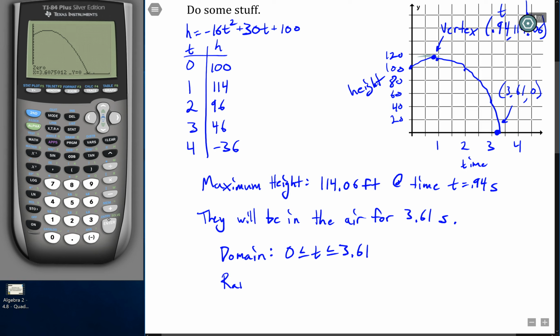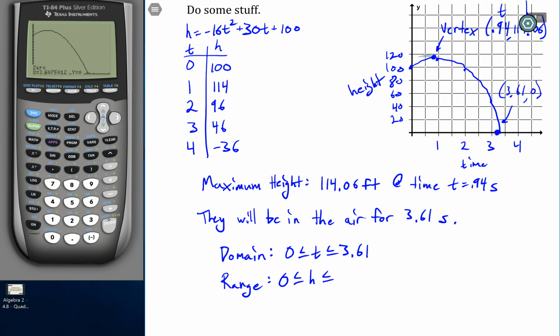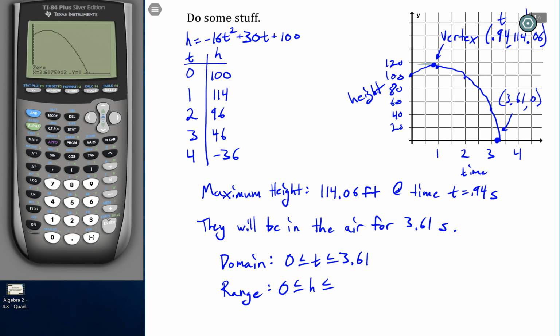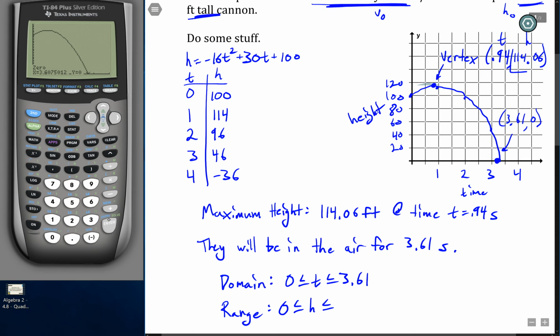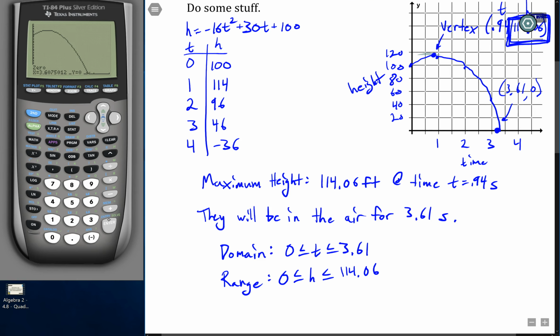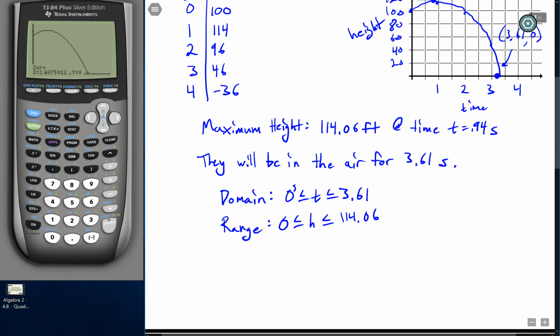Let's talk about the range. 0, when they hit the ground, is obviously the lowest point. The highest point here, though, is not the initial height like it was in free fall. Since I'm initially throwing the student up, actually the maximum height is this vertex. The maximum height they reach is 114.06. I should probably put 0 seconds, 3.61 seconds, 0 feet, 114 feet.